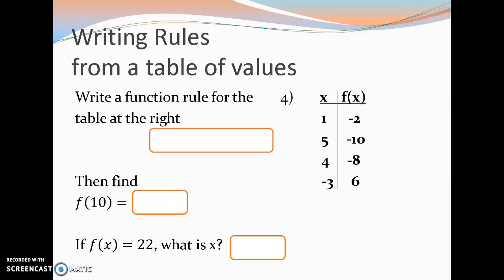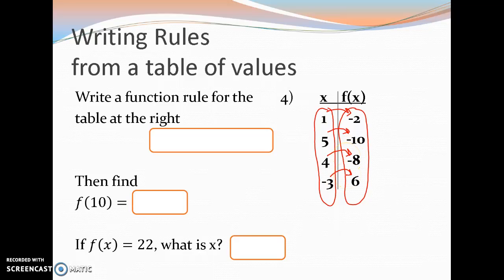So let's take a look at some different situations. Here we don't have a situation, we just have a table of values. We have to figure out what are we doing to these numbers to get these numbers. What do we do to a 1 to get a -2, and a 5 to get a -10, and a 4 to get a -8, and a 3 to get a -6?